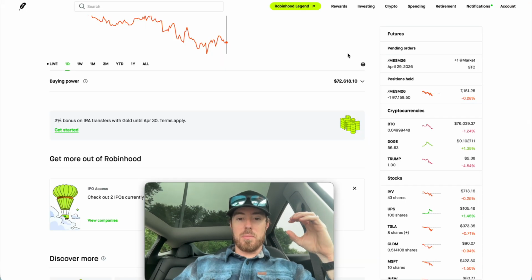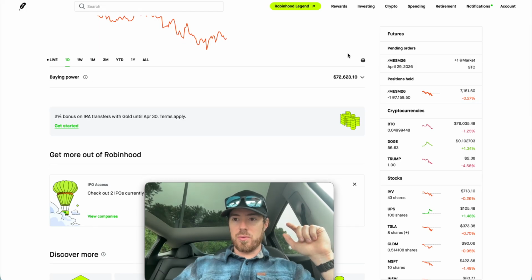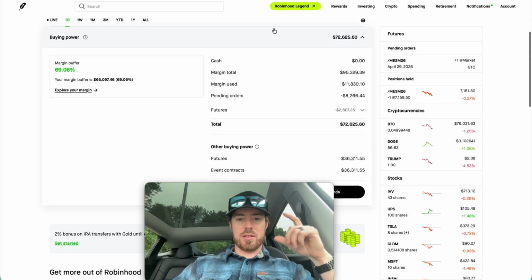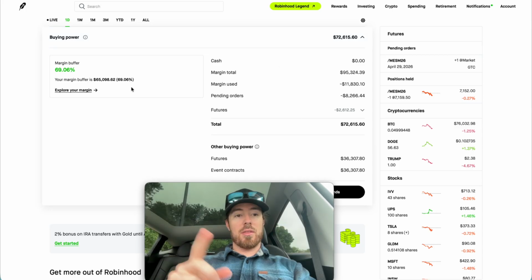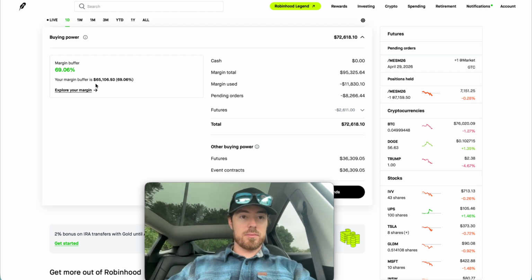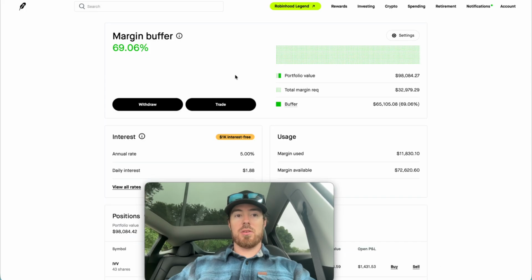There's also a buffer visual pie chart. If you go over to, let's see, I'll make sure there's no extremely personal information on here. If you're on the classic view, which looks the same as on the phone, and you hit buying power right here, it shows you the same information that's on your Robinhood Legend side tab. This is what I wanted to show you. Margin buffer, 69%. Explore your margin. You can hit that, and it's going to show you a nice visual.